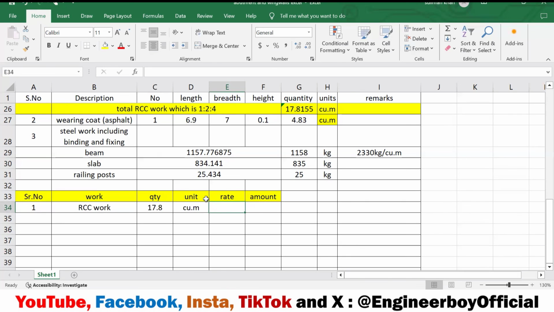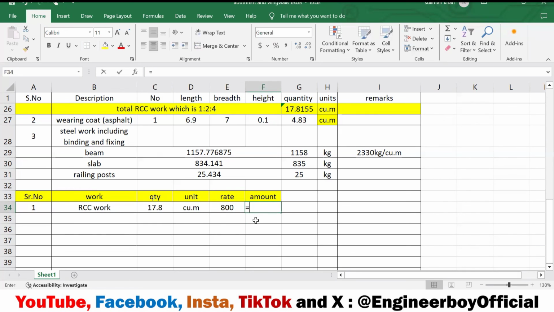I have already shared the MRS with you in the group, and if I have not shared it yet, I'll just share it with you. Now, you have already learned about MRS. I'm not going to go into that in detail. Let's say the rate for the RCC work can be anything in the MRS, but let me just put a value. Let's say 800 per cubic meter.